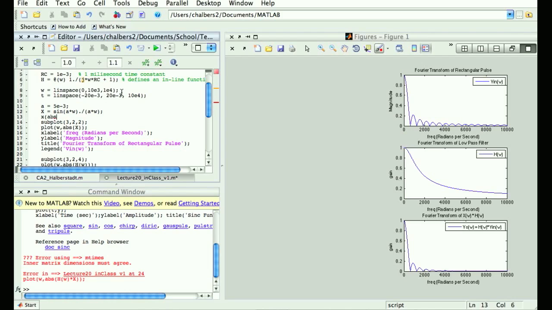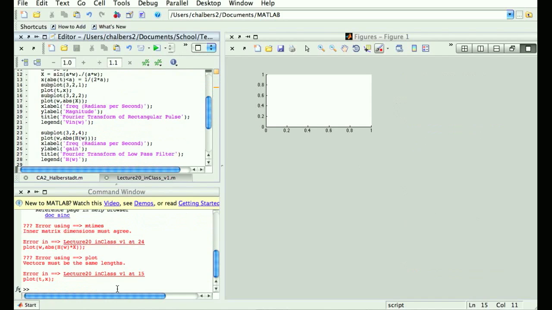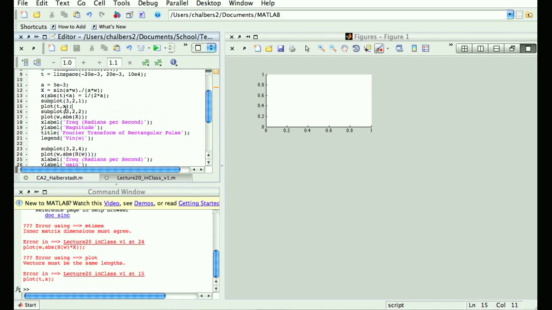And now we can plot. So subplot 3, 2, 1. Plot t comma x. Hey, look at me, I got it on the first try. Okay? So all I've done is create for myself a square pulse whose width is 2a, going from minus a to a, and whose height is 1 over 2a. And there it is right there. Okay, does that look good? All right. So if you take the Fourier transform of this signal, you get that signal.